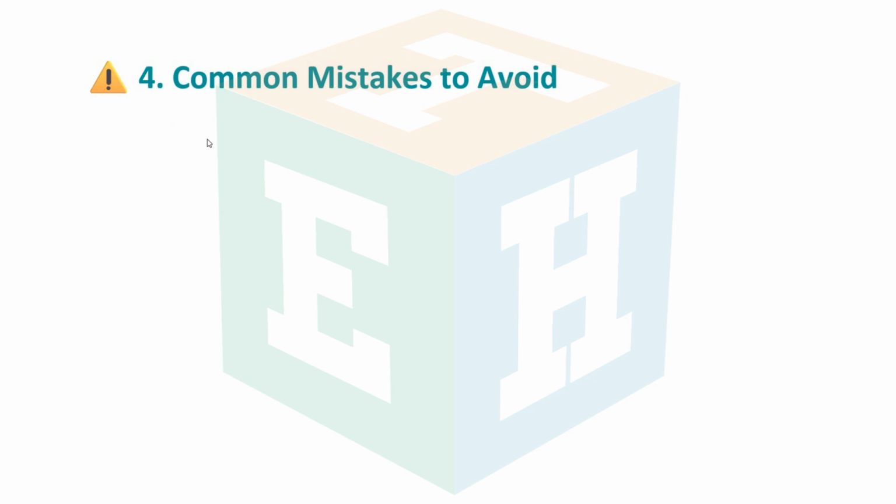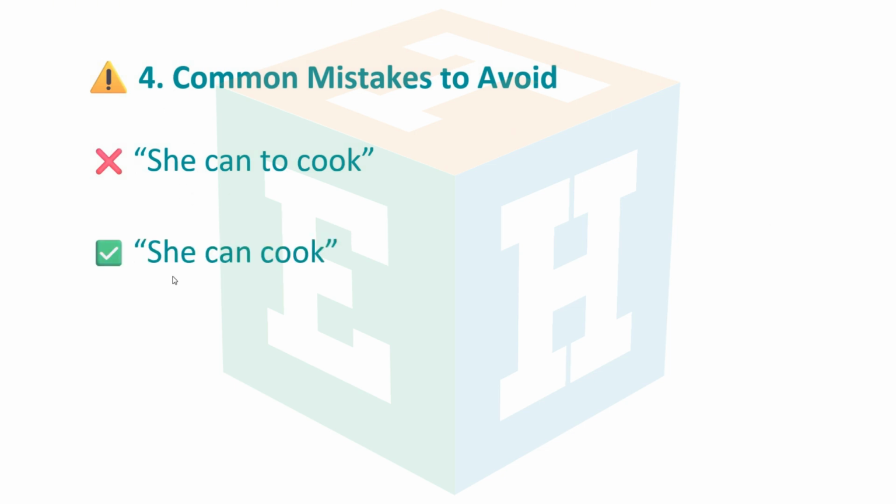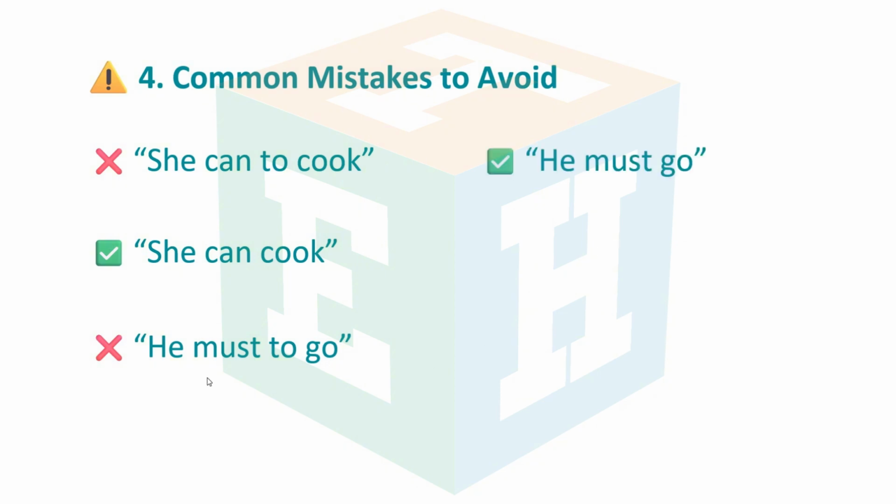Common mistakes to avoid. This is wrong. She can't cook. And this is correct. She can cook. Wrong. He must go. Correct. He must go. Wrong. I will to help. Correct. I will help.